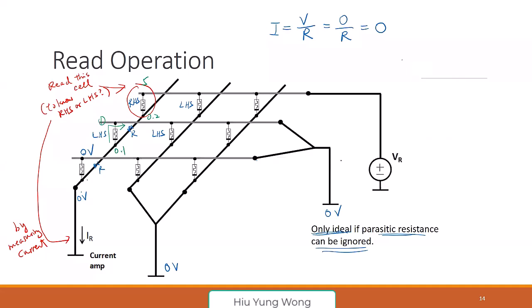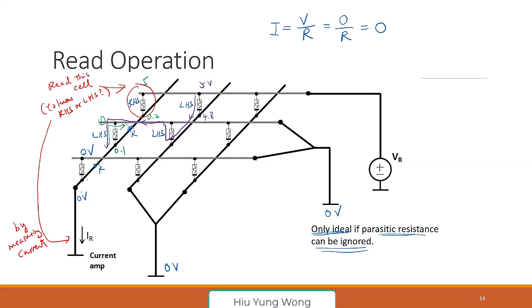Again, if this is 5, this one may be 0.3. Oh, no. This one can be 4.8, right? Because this is 5. Okay. So the current can go from here, come here, go up, and then go here, go down, right? It can go this way. And then this is going to add up and then screw me up, right?